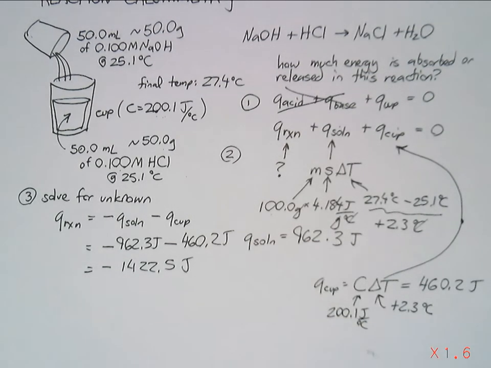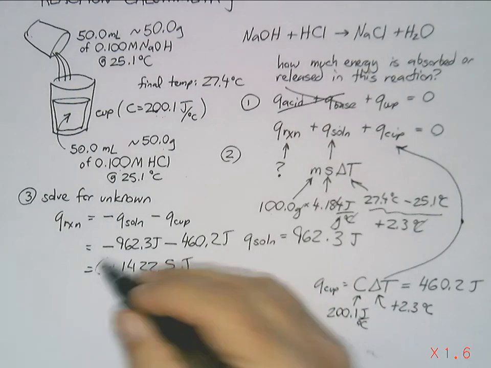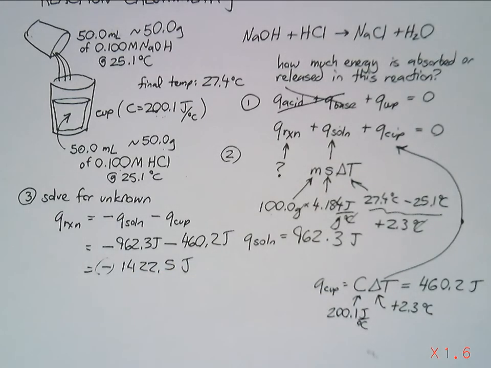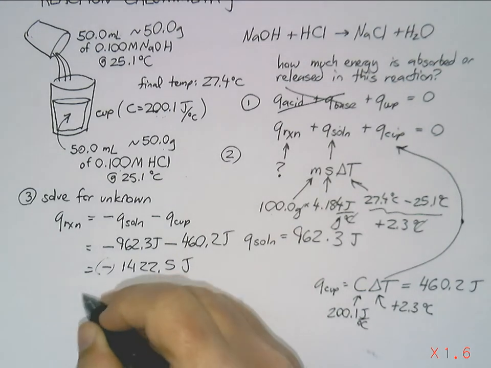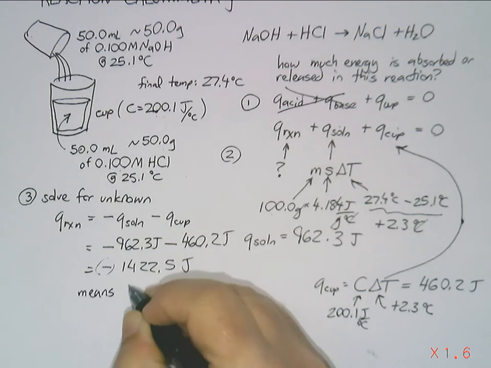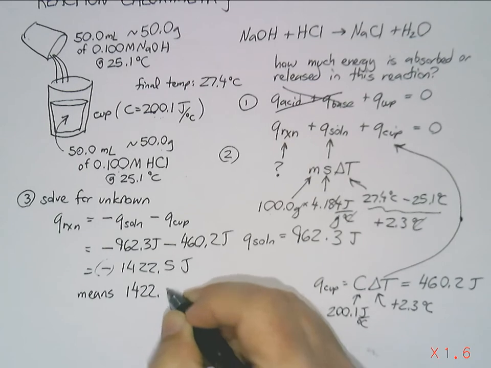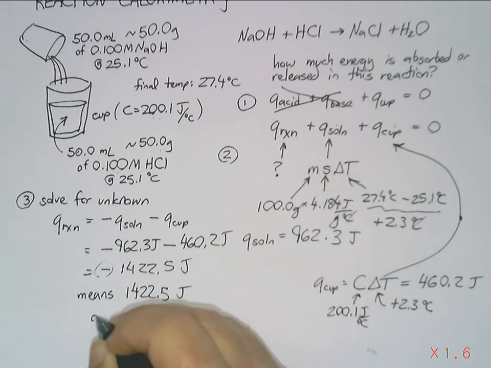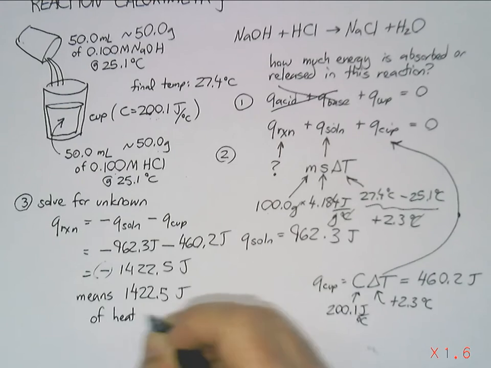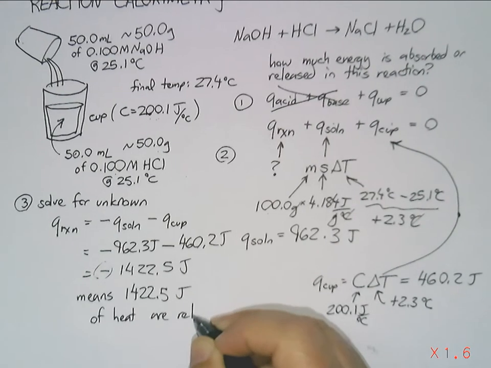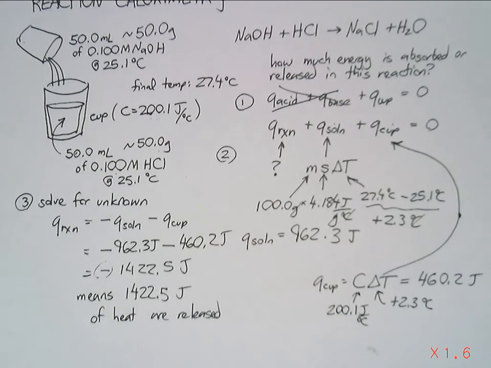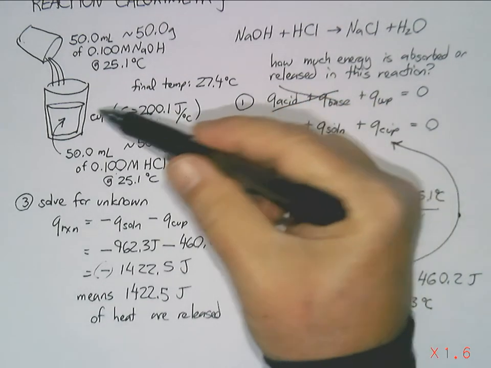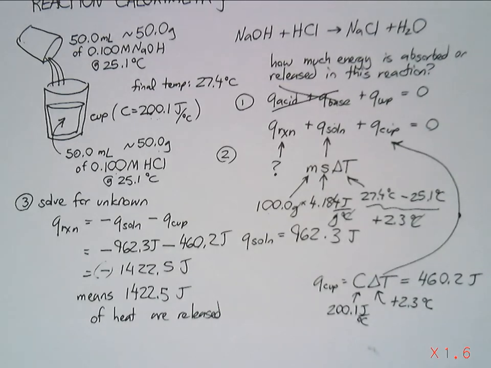Okay, joules. Now, this means the minus sign that we get on the end means that 1422.5 joules of heat are released. Now that makes sense that the Q reaction would come out to be a negative number, because if heat is being released, the contents of the cup will warm up, and they did. They went from 25.1 to 27.4 degrees.